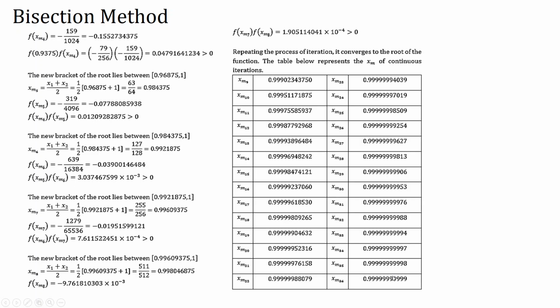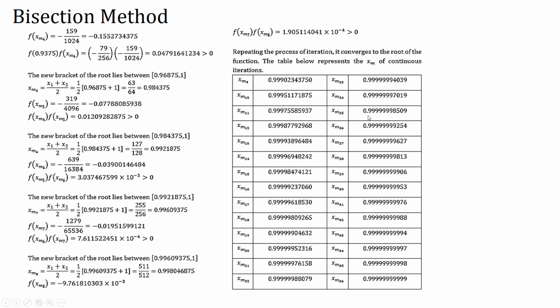Okay, let's continue. If we evaluate f of xm4, we have this, and then multiply. As you can see, the new bracket of the root lies between these. Now you repeat the process of iteration, and it converges to the root of the function. The table below represents the xm of continuous iterations.